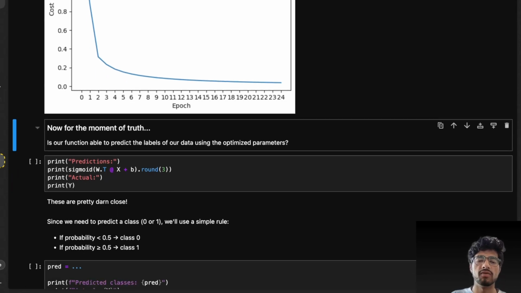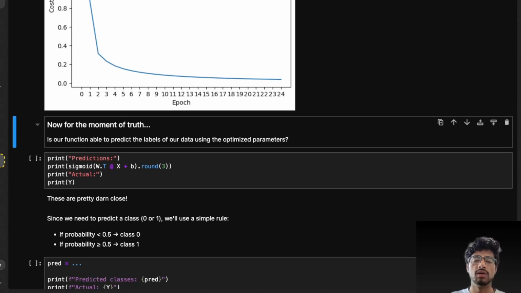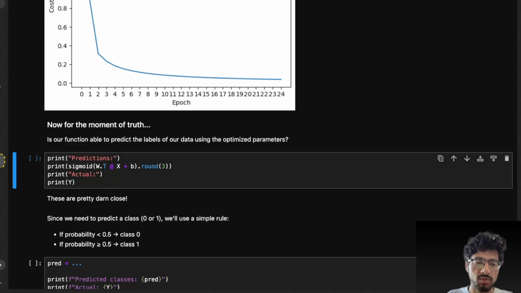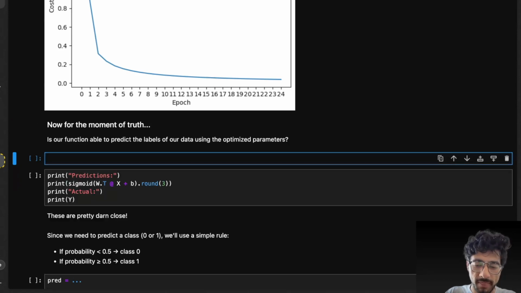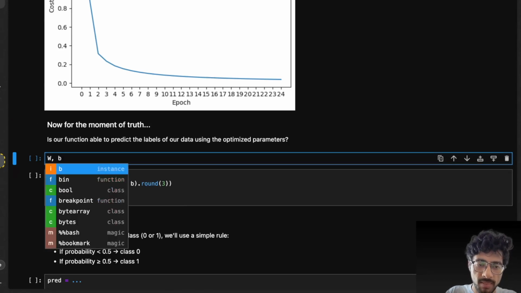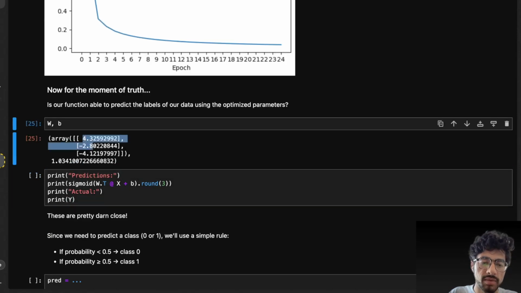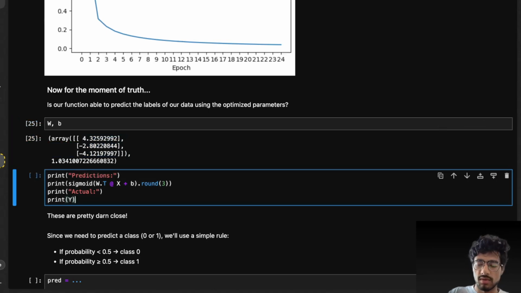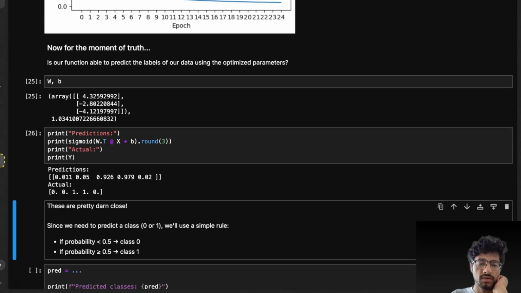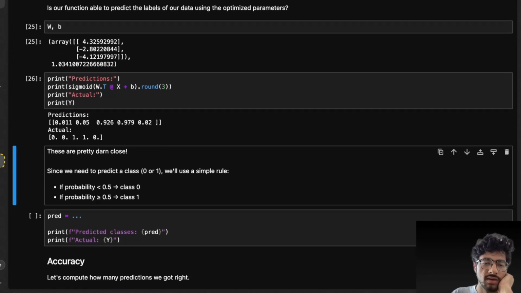Now let's see the moment of truth. How good is our function able to predict with the optimized weights and biases? How about we look at the weights and biases before that? The bias increased a little bit, the weights, yeah, they have increased a lot. Anyway, let's see predictions. They're pretty close, very close actually.